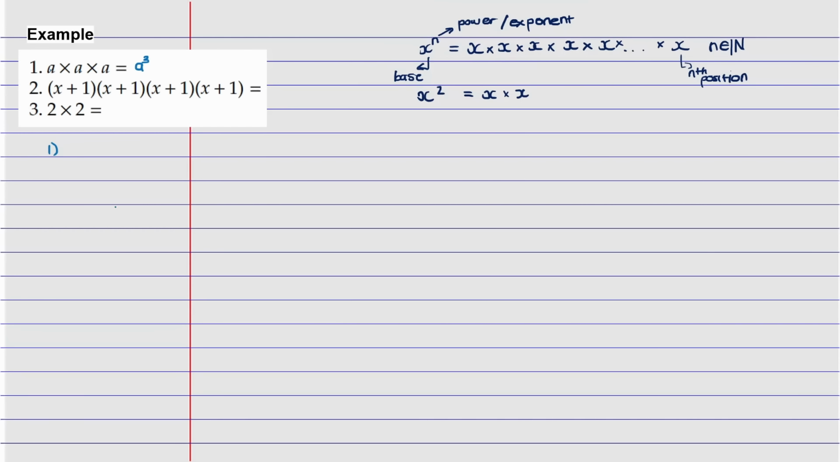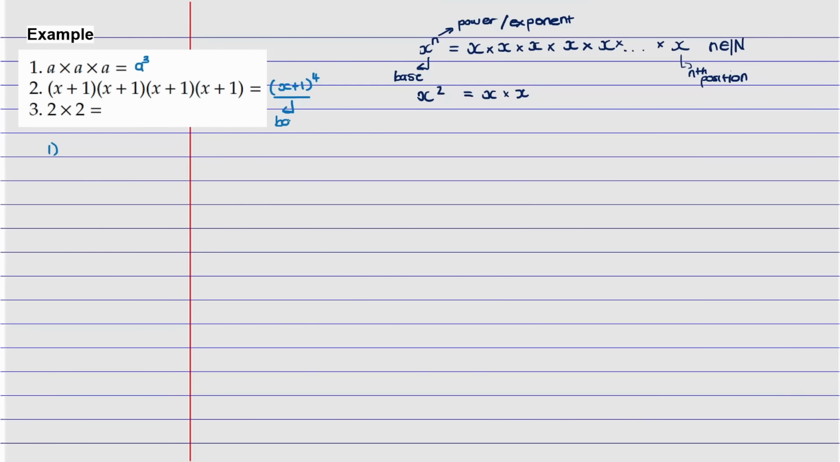The second one is x plus 1, in a bracket, multiplied by x plus 1, multiplied by x plus 1, multiplied by x plus 1. How many brackets are there that contain x plus 1? It's 1, 2, 3, 4. So this is going to be the same as x plus 1 to the power 4. Our base here is going to be this x plus 1.